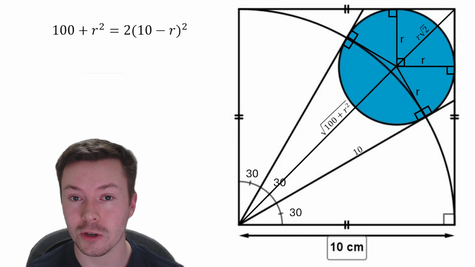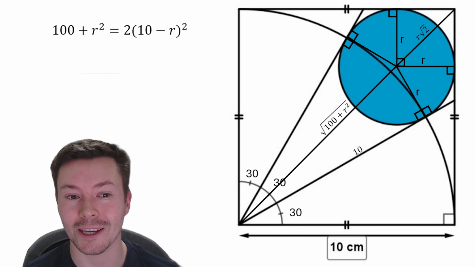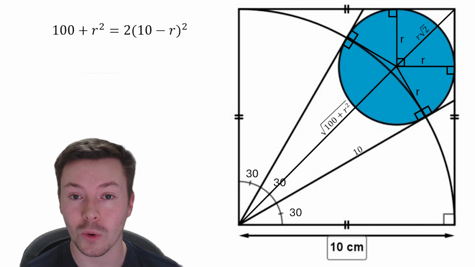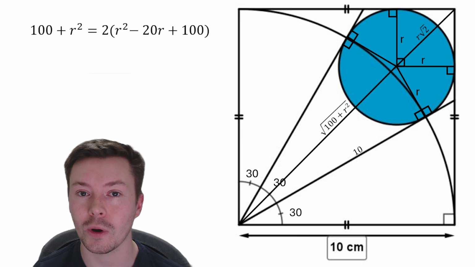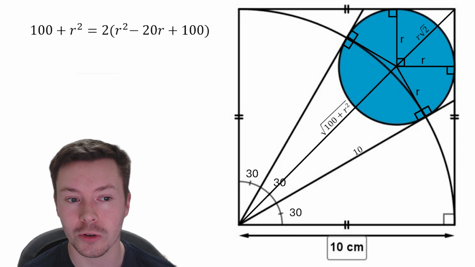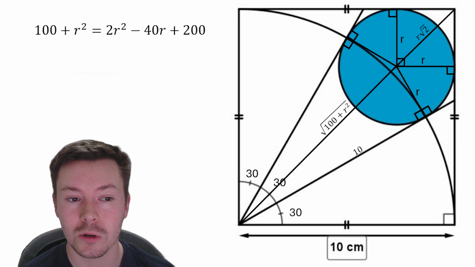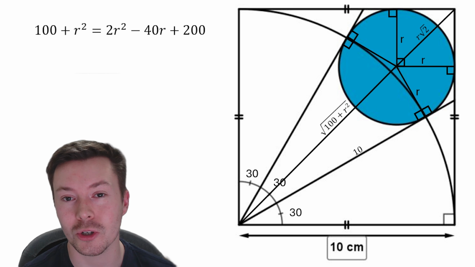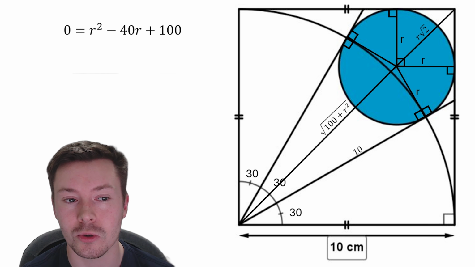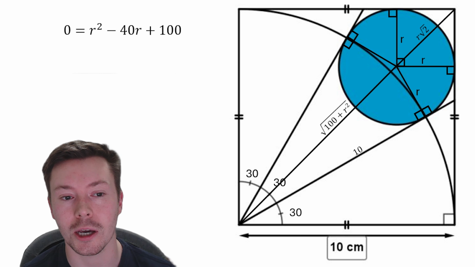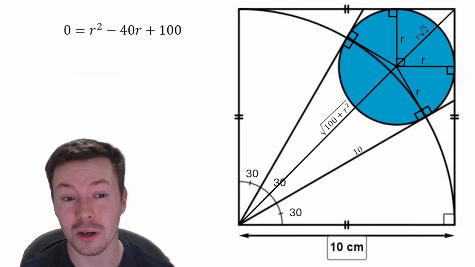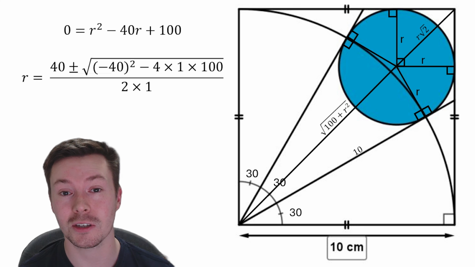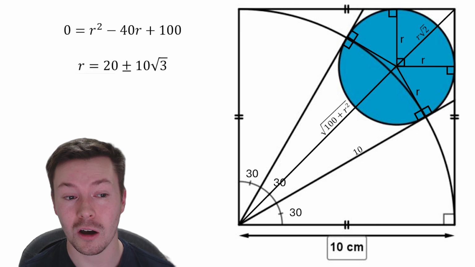I can then square both sides, so I get 100 plus r squared equals 2 brackets 10 minus r squared. Expand that bracket, and I'm going to get this. Okay, r squared minus 20r plus 100. Multiply out the 2: 2r squared minus 40r plus 200. Get everything onto one side, so 0 equals r squared minus 40r plus 100. And then I'm going to use the quadratic formula to solve it. So I've got this, which gives me two solutions. R is 20 plus or minus 10 root 3.